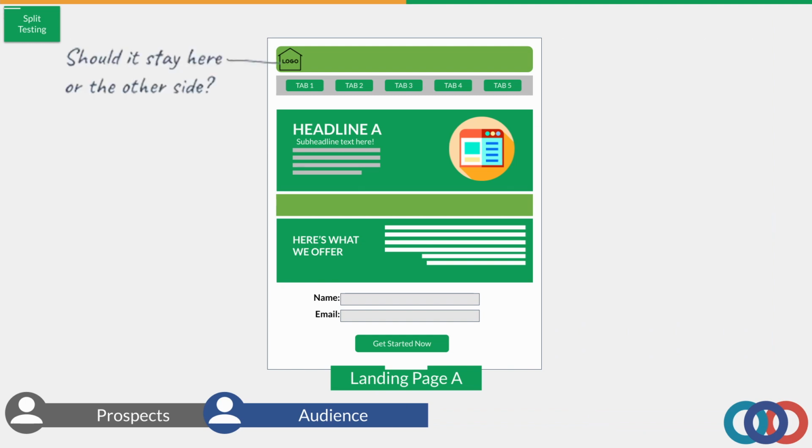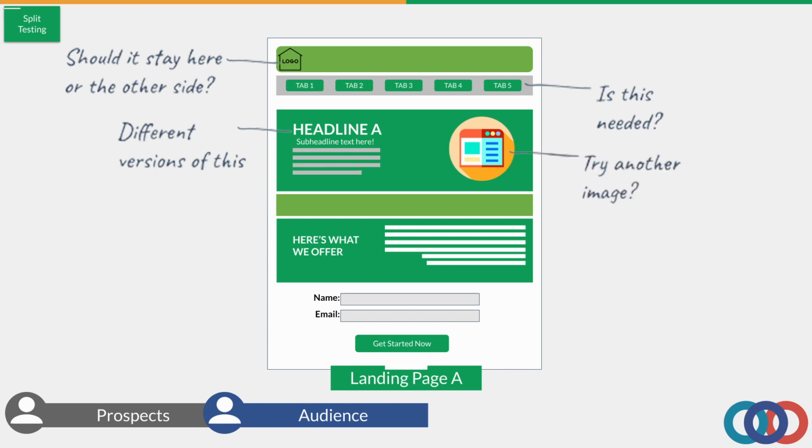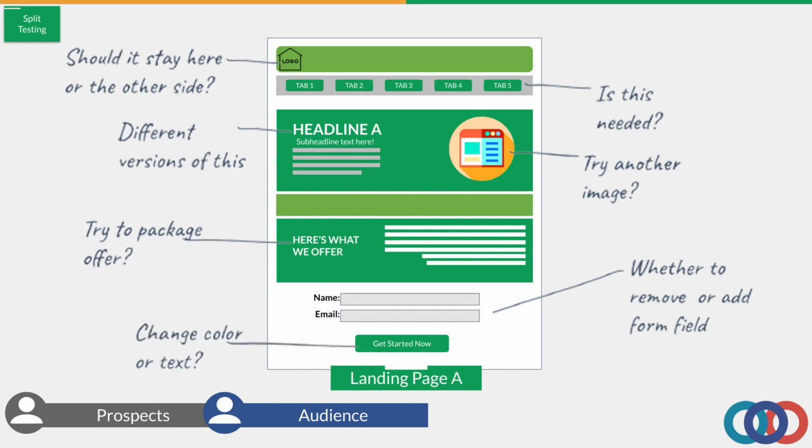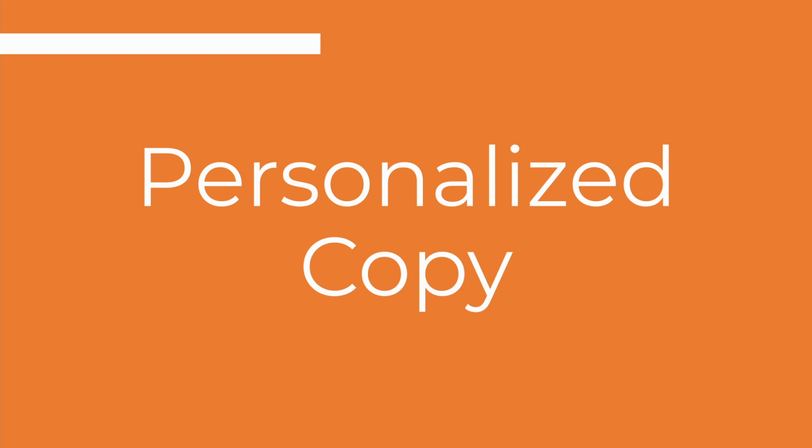Other than the headline and content structure, you can also test other page elements such as navigation panes, buttons, or images until you are able to achieve your desired result. Now, this next part is going to be a little tricky because it's going to be different for all of us, and that is personalized copy.